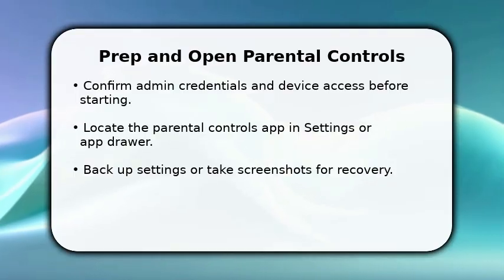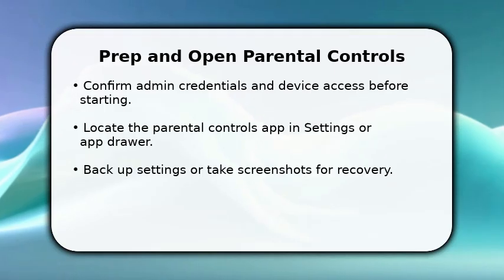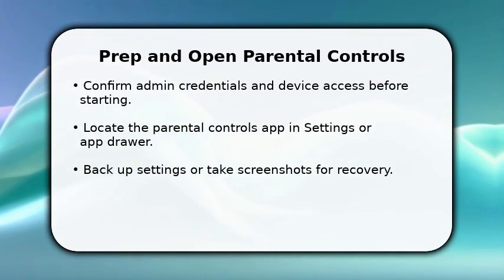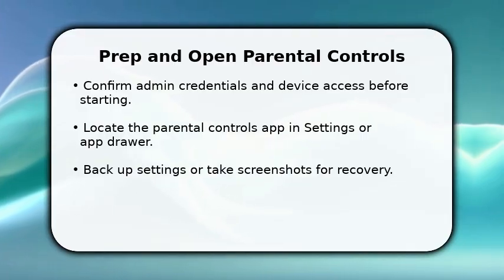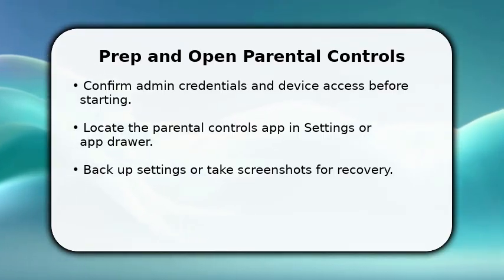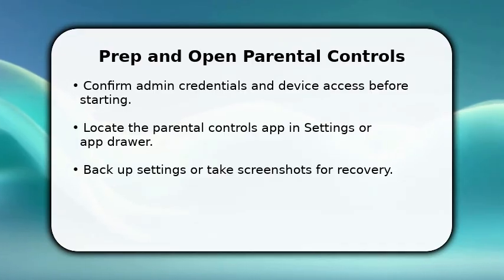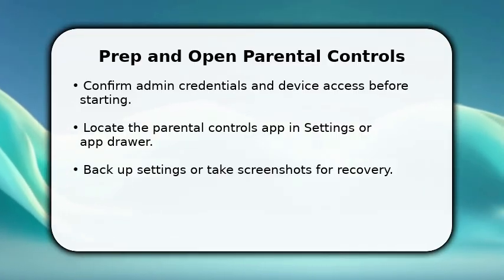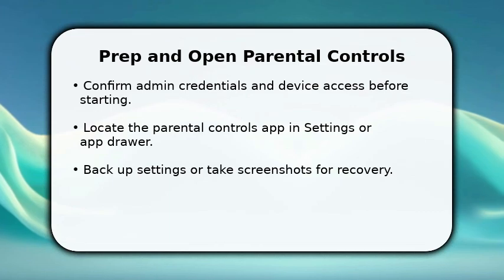You start by confirming you have the administrator account and the device unlocked. This prevents accidental lockouts. Next, open Settings or the app drawer and locate the Parental Controls app itself so you work in the right place. Once the app is visible, make a quick backup or capture screenshots of current restrictions and schedules. This preserves choices in case you need to restore them. Make sure to note any linked accounts or PINs because you will need them for the next steps.